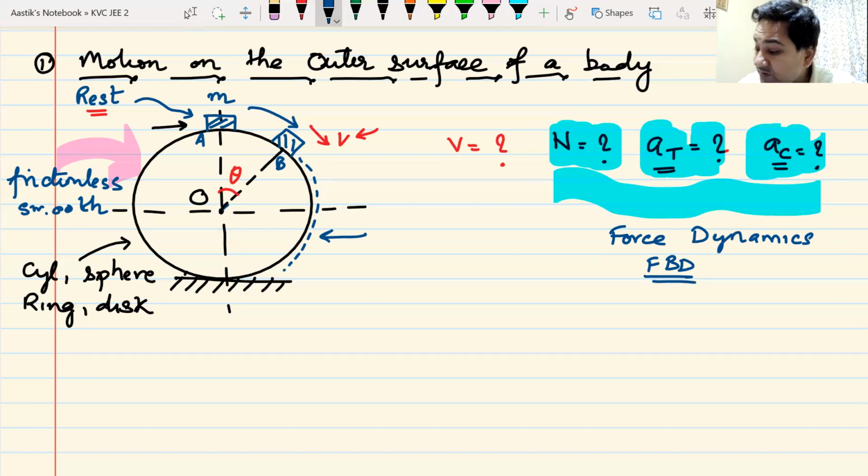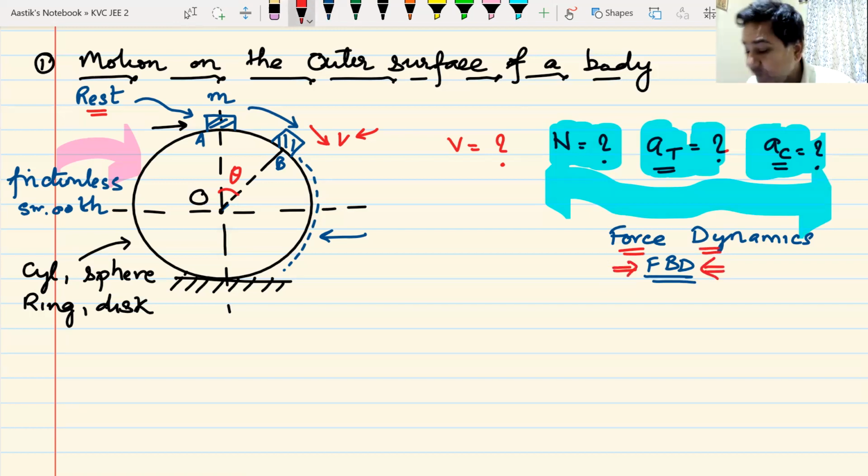To find the normal reaction, or the tangential acceleration, or the centripetal acceleration, wherever you are asked to find any force or any acceleration, you must always look to draw free body diagrams and get your answer from there.